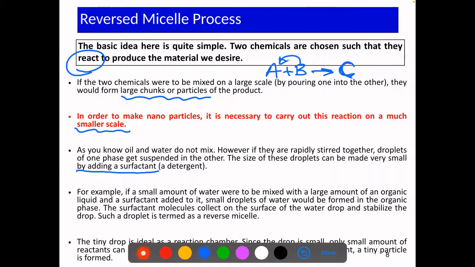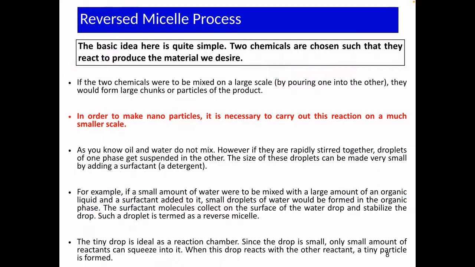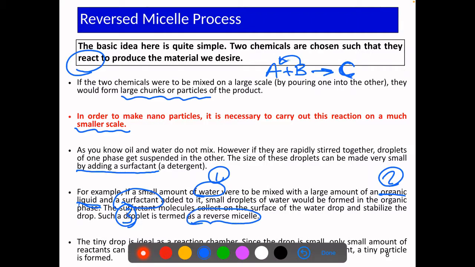Okay. For example, if a small amount of water were to be mixed with a large amount of organic liquid, so water, organic liquid, and surfactant. Okay, let's say 1, 2, and 3. Small droplets of water would be formed in the organic phase. The surfactant molecules collect on the surface of the water drop and stabilize the drop. Such a droplet is termed a reverse micelle.